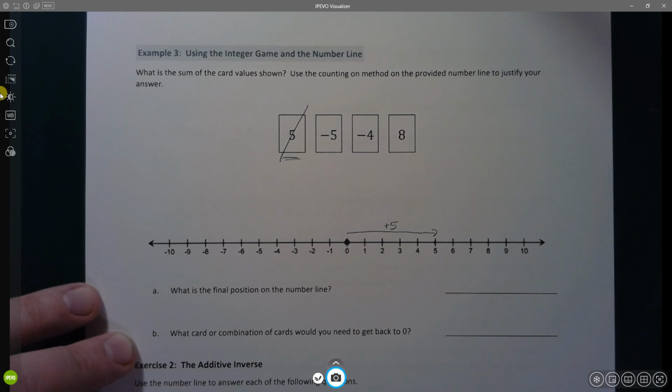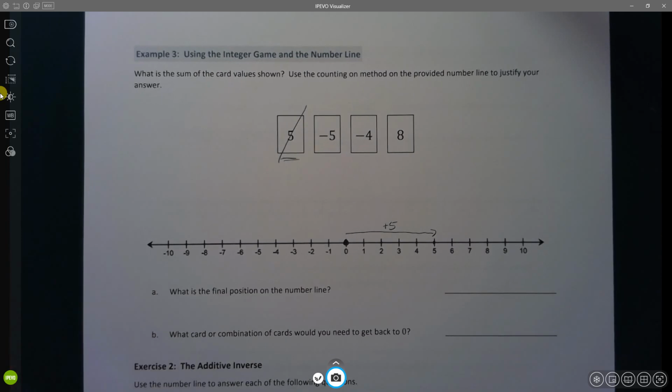But Mr. Hale, how'd you know to go to the right? Well, I knew to go to the right because it's a positive number. Positive numbers always go to the right of the number line, and negative numbers always go to the left. Remember that? That's what we talked about on the very first page of questions. Positive to the right, negative to the left.